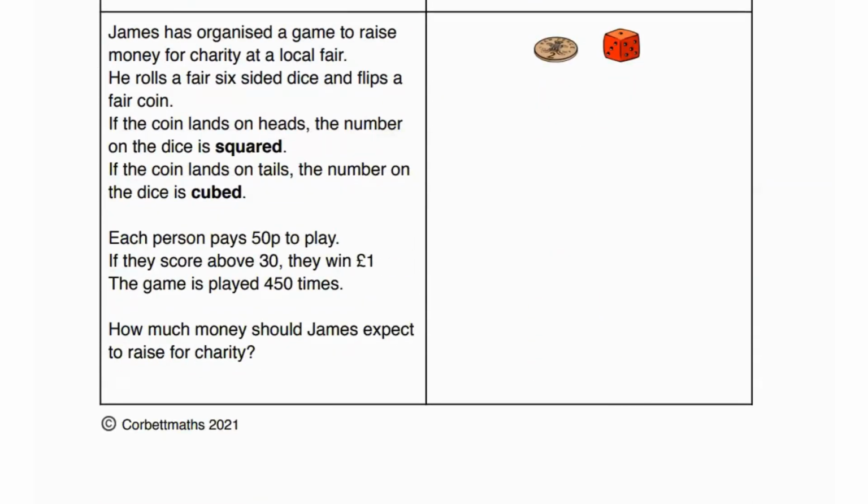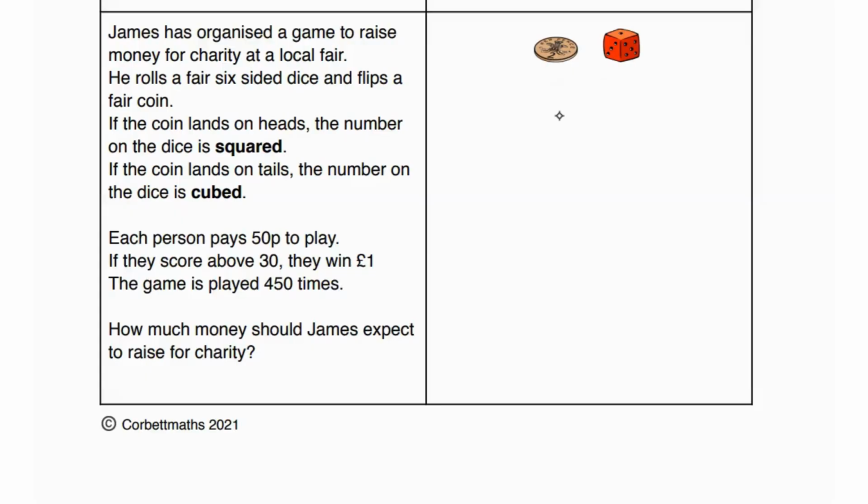James has organized a game to raise money for charity at a local fair. He rolls a fair 6-sided dice and flips a fair coin. If the coin lands on heads, the number on the dice is squared. If the coin lands on tails, the number on the dice is cubed. Each person pays 50 pence to play. If they score above 30, they win £1. The game is played 450 times. How much money should James expect to raise for charity?